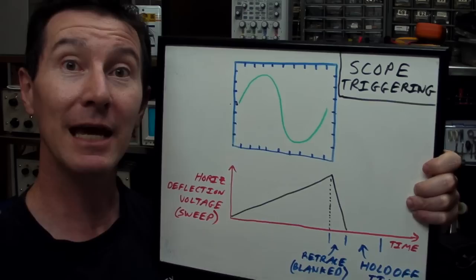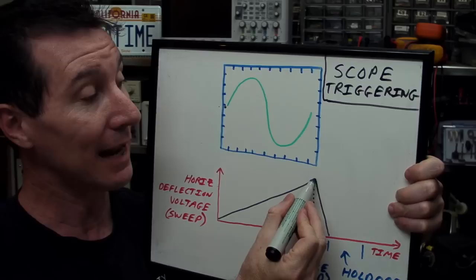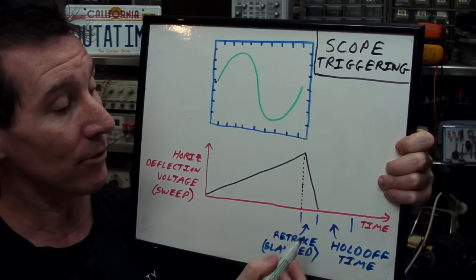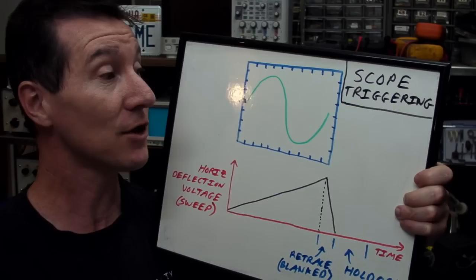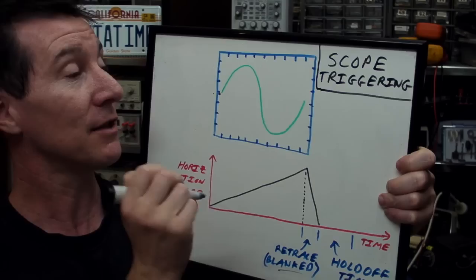So it retraces its steps all the way back here, and it does that very quickly, hence the very quick ramp down like that. I've exaggerated the time period there, and you don't want that to be displayed when it's retracing that beam back. Otherwise, you'd get a horizontal line on your display, and that's no good. So what they do is they blank the beam when it's retracing, and then the trigger circuitry arms again, and it's ready for the next sweep. And it does that again and again and again for your repeating signal.